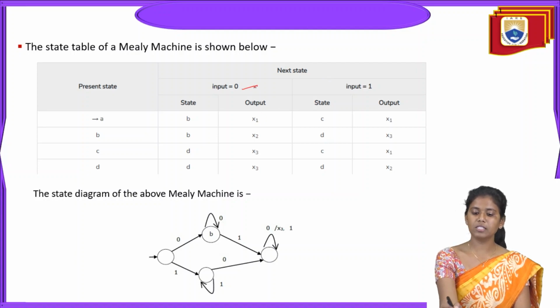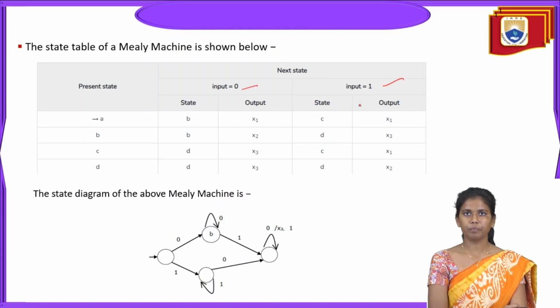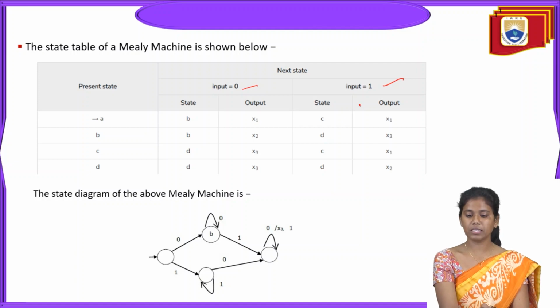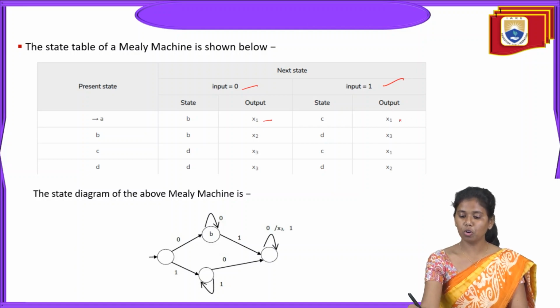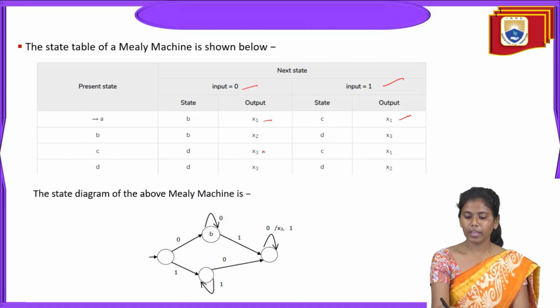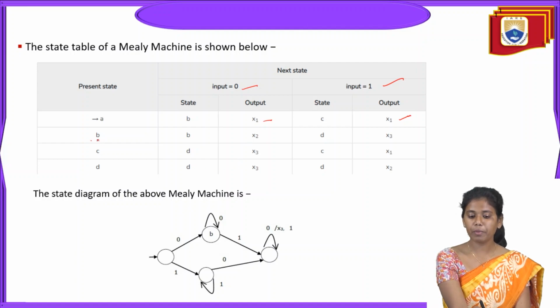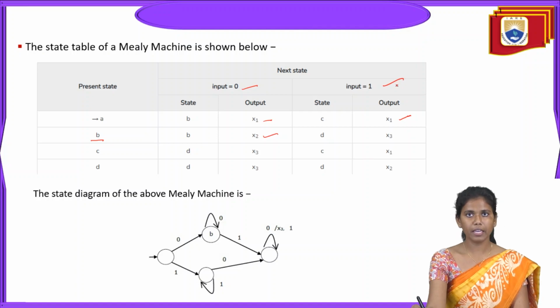If the input is 0 and if the input is 1. If my input is 0, the output goes as x1, and when my input is 1, my output goes as x1. Likewise, when my present state is B, my output goes as x2, and when my input is 1, then it goes as x3.